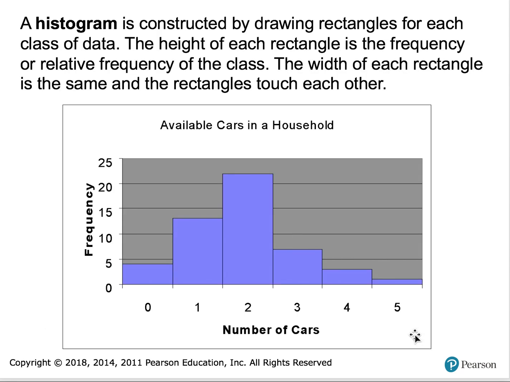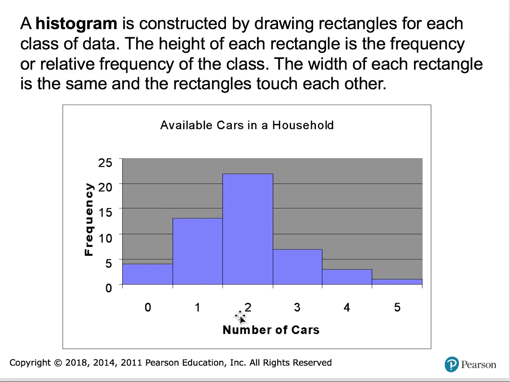Okay, and here's a histogram. Constructed by drawing rectangles for each class of data. The height of each rectangle is the frequency, so the number of households with 2 cars was just over 20%, 21 or 22%.